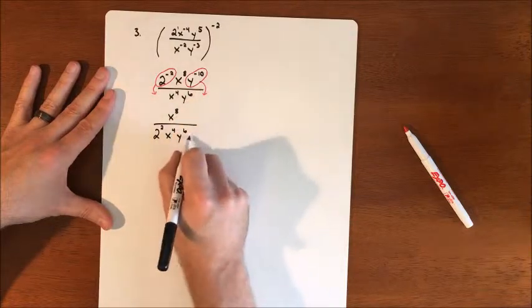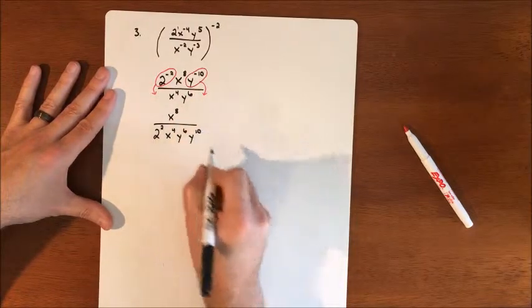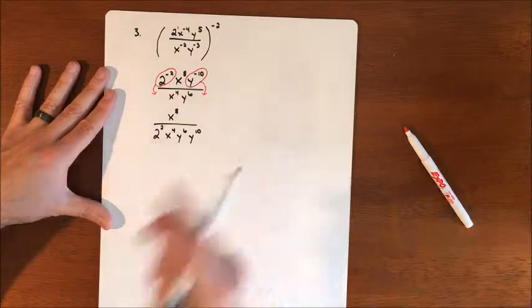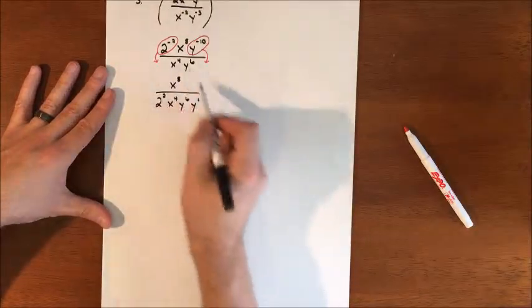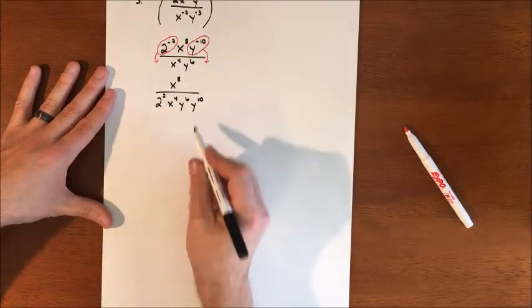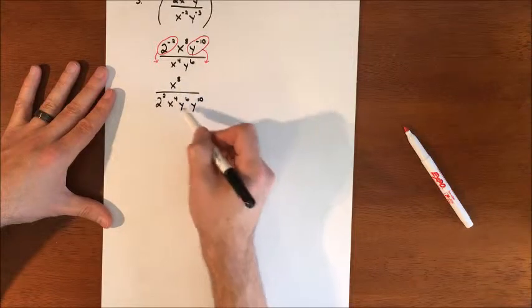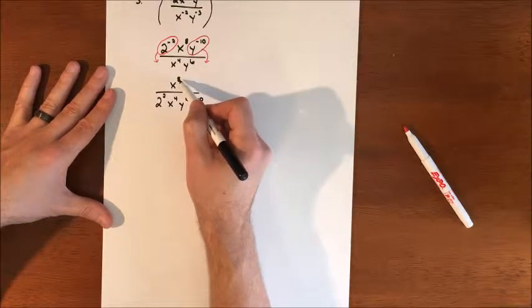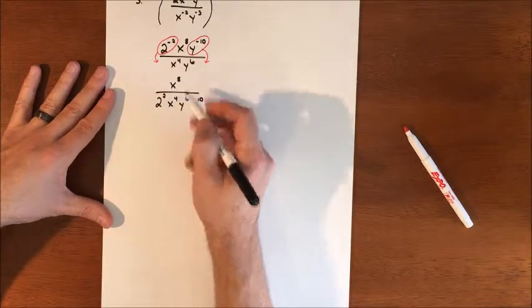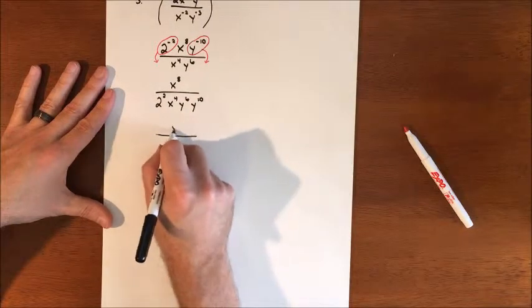And then this y to the 10th will come down. All right, so now I'm looking to combine and cancel some things. So I notice that I don't have any more x's to combine, but I do have more x's on top than I do on the bottom. So that's going to leave me with x to the 4th.